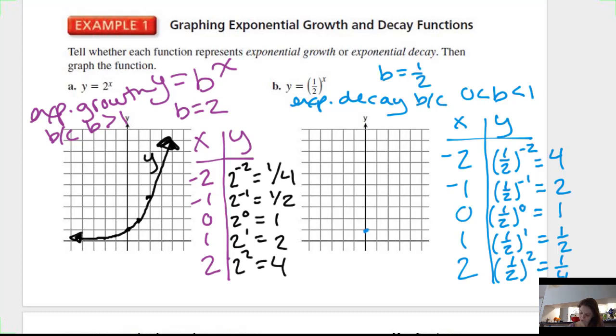So we have negative 2, 1, 2, 3, 4. Negative 1, 2. Goes in half. Asymptote is still the x-axis, so we get closer and closer, but never touch. And now we have an example of exponential decay.